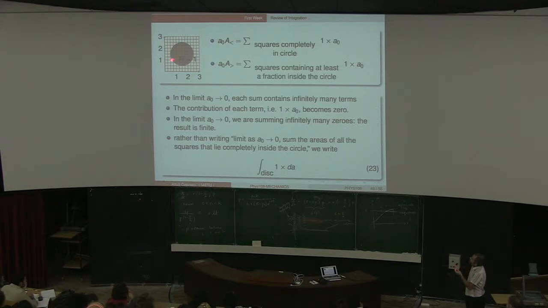But at the same time, there will be infinitely many squares. So I'm summing infinitely many terms which are zero. Well, this is just a zero times infinity uncertainty, if you remember from your mathematics courses. If you multiply zero by infinity, you might end up having a finite number, and that finite number is our integral. Rather than writing the limit as A0 goes to zero of the sum of this many terms, we just write this symbol.